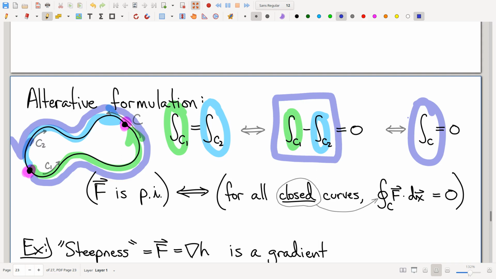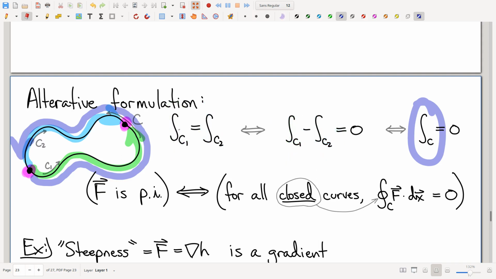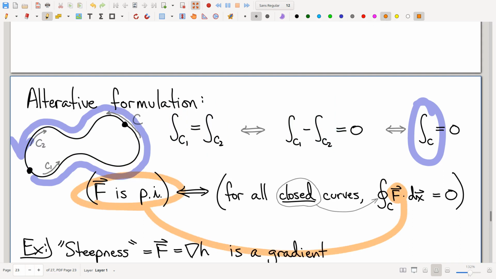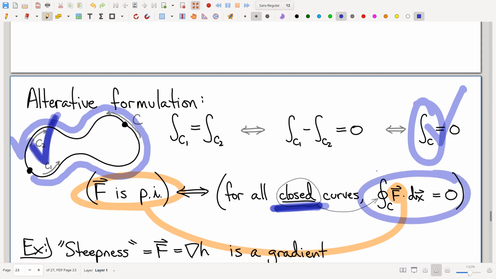So getting rid of all this previous stuff, we don't need all that anymore. What we have now is a new formulation of path independence. A vector field is path independent if, as it says right here, closed, starting and ending at the same point, closed line integrals must all be 0. Just a different way to say path independence.